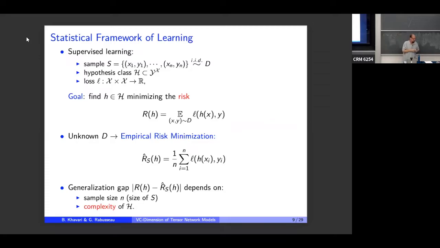I mean, even if you have a perfect, complete set of functions, if H is a complete set, in this case your risk would still not be zero, right? Yeah, and the minimum of the risk may not be zero, even in the perfect case, because you may have noisy data.